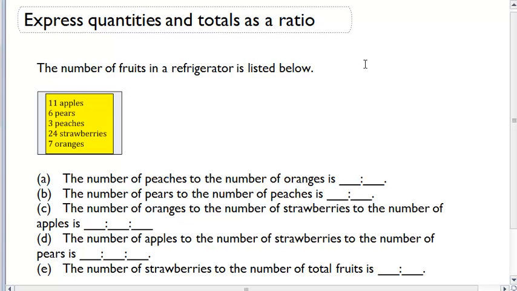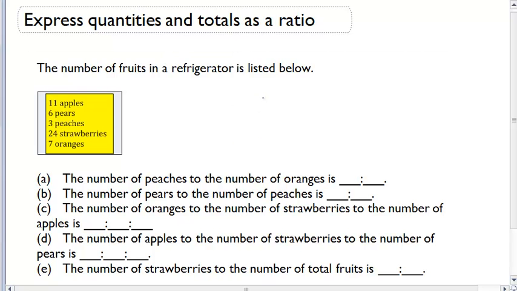Express quantities and totals as a ratio. Here we're given a table. It gives the number of fruits in a refrigerator. So picture you're at home, you open up the refrigerator, and this is what you see. You got 11 apples, you have 6 pears, 3 peaches, 24 strawberries, and 7 oranges.